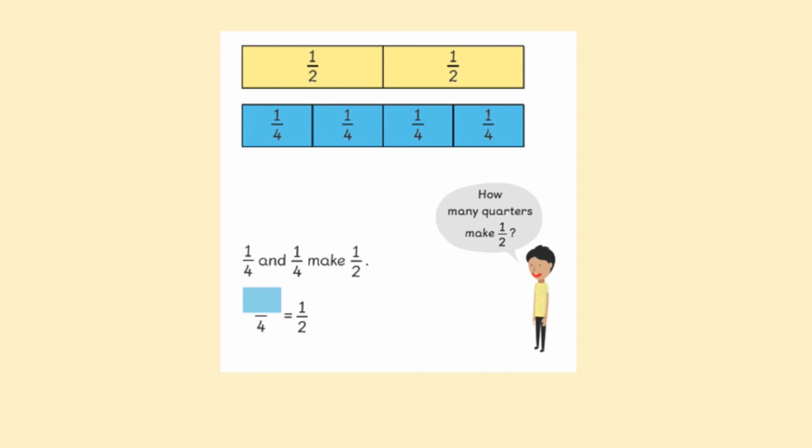We can see that if I get my little dot up now, 1/4 and 1/4, just those 2 bring us up to the same part of the bar as 1/2. So we can say 1/4 and 1/4 makes 1/2, or 2/4 equals 1/2.